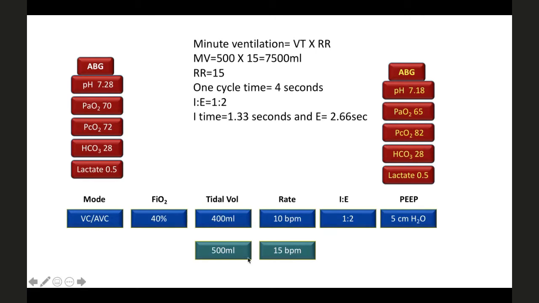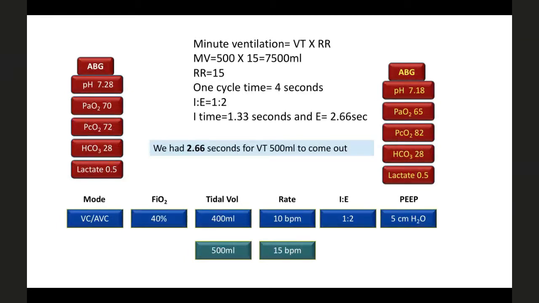Now in the second case, the minute ventilation is 500 into 15, that is 7.5 liters. The respiratory rate now is 15. So one cycle time is 60 by 15, which is 4 seconds. With a 1:2 IE ratio, that means an inspiratory time of 1.33 seconds and an expiratory time of 2.66 seconds. So what's the change? In a nutshell, we are giving 2.66 seconds for the pushed-in 500 ml to come out.